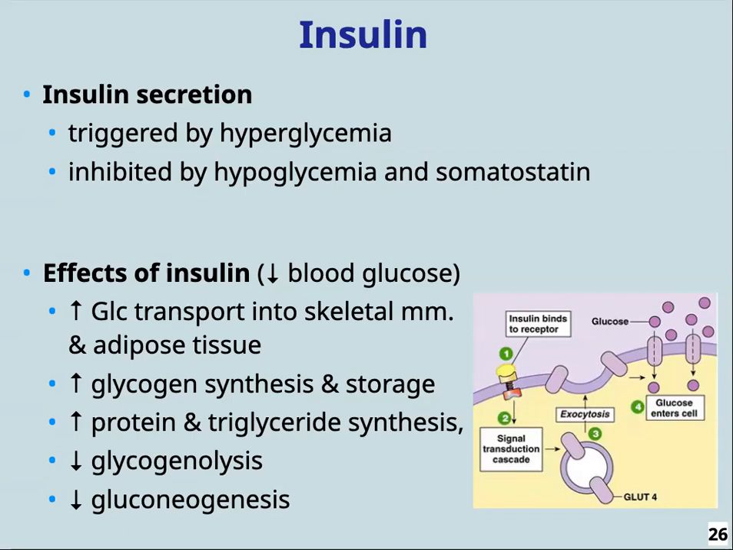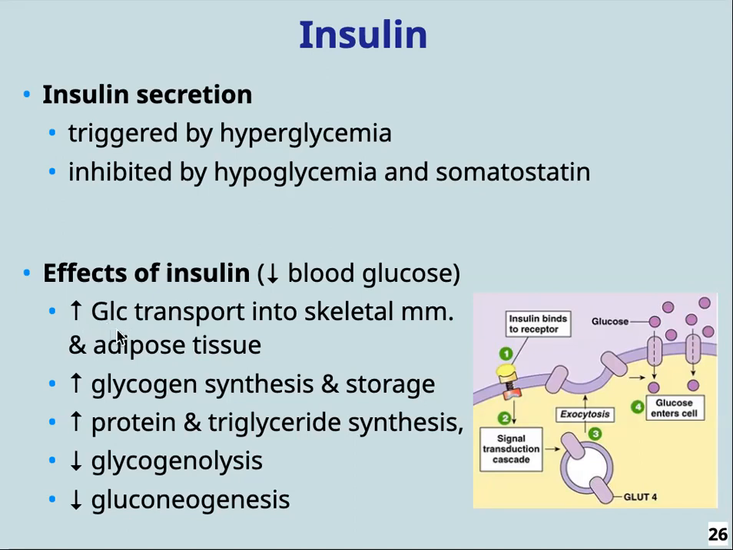And insulin is a hormone released by the beta cells of our pancreas, and it has opposing effects to glucagon. Its secretion is triggered by hyperglycemia, and it's inhibited by somatostatin and hypoglycemia. So think of insulin as a hormone that acts to promote cellular uptake of glucose, to store that glucose for later use. And so it's going to bring down the blood glucose level.